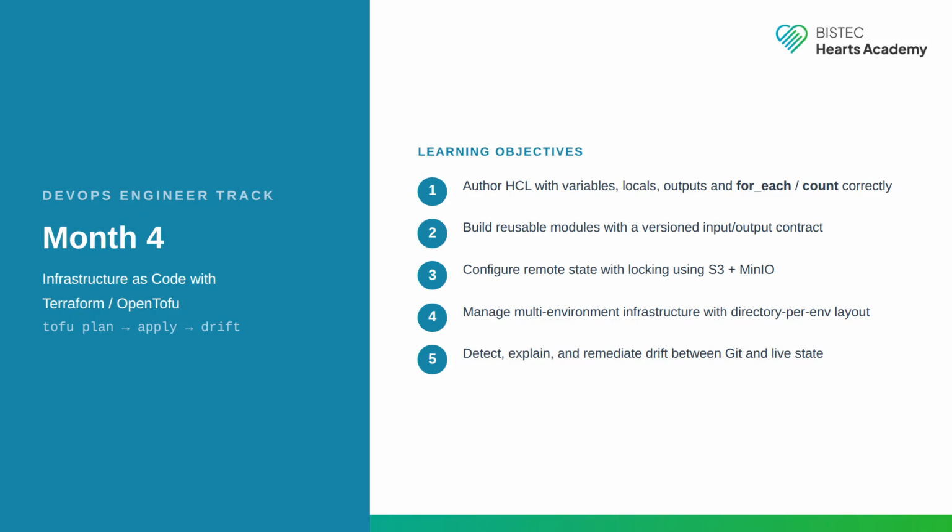Welcome to Month 4 of the DevOps Engineer track. Month 1 built your CI pipeline. Month 2 secured the container images that pipeline produces. Month 3 deployed those images to Kubernetes. Today, you provision the infrastructure that runs the cluster itself.